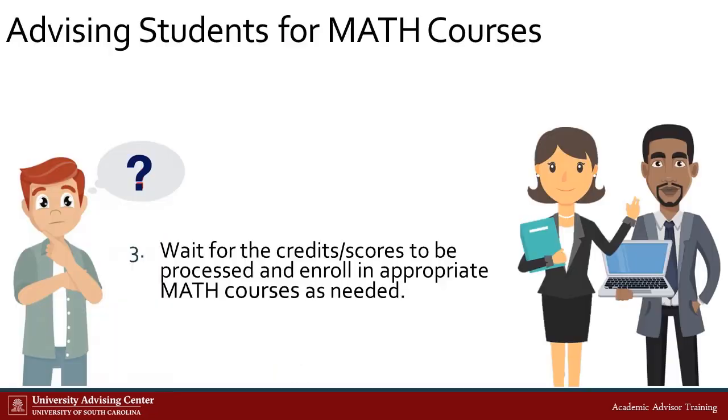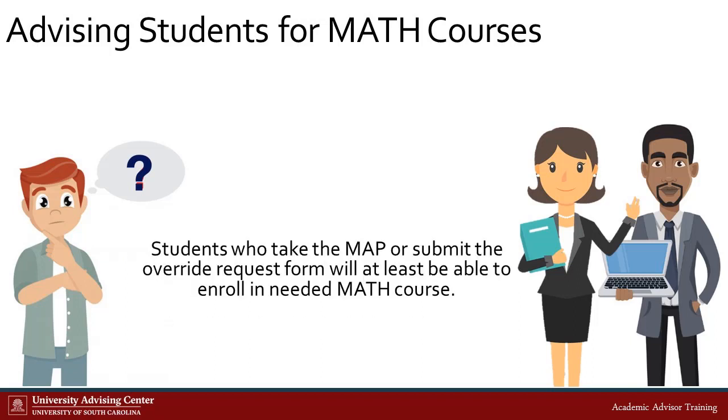And 3. Wait for the credit or scores to be processed by the university and enroll in appropriate math courses as needed. Note: students should know that by waiting, courses may not be available. Students who take the MAP or submit the override request form will at least be able to enroll in a needed math course. If necessary, schedule adjustments can be made once the transfer credit or scores are processed.